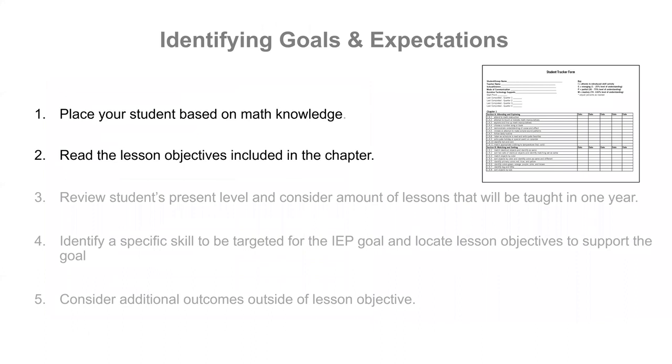Next, read the lesson objectives included in the chapter. Look at the chapter and read the lesson objectives from section A forward. Make a decision to start at the beginning of the chapter or determine another starting point within the chapter. Sometimes this decision is made as a compromise in order to create a group of students with similar math knowledge.